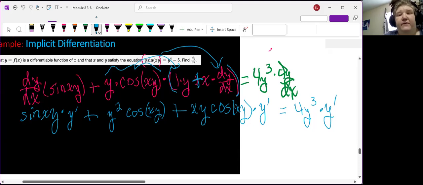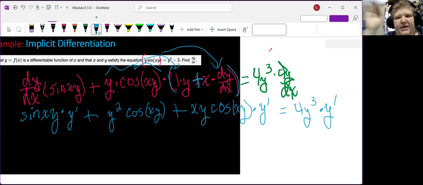Okay, so now everything that has a y prime goes on one side. Everything that does not goes on the other. We factor and divide by the crap. So that's why earlier in the steps, this is the steps after you do the calculus step. Now it's all algebra, just rearranging so we can get y prime by itself.